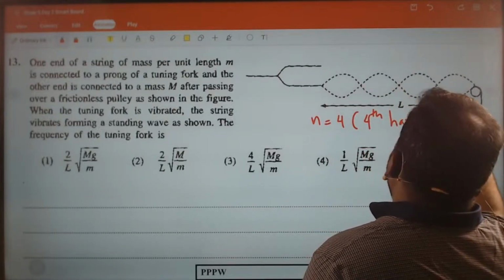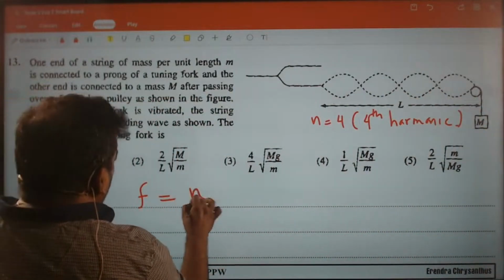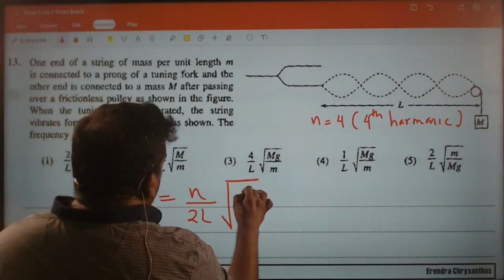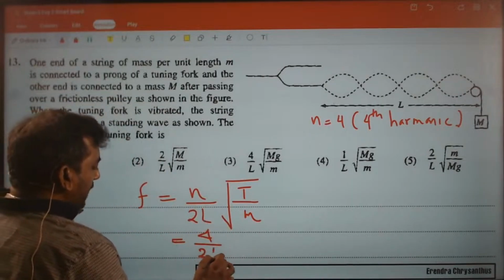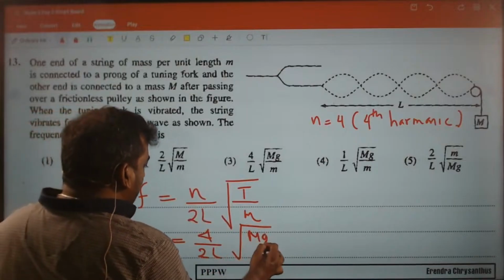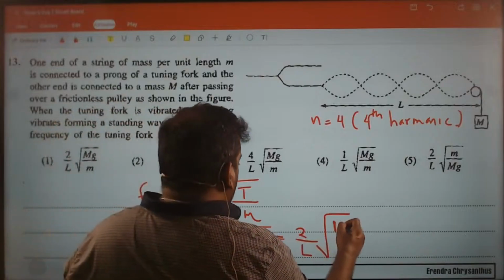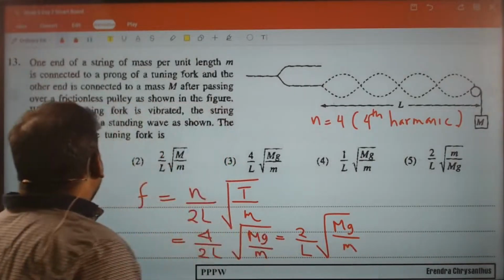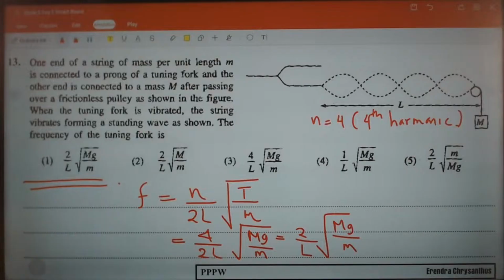Fourth harmonic. Very simple. So what can you say about the frequency? f is equal to n over 2L square root of T over μ. n is 4, over 2L. Tension is equal to capital Mg, over μ. So 2 over L square root of Mg over μ. 2 over L means answer number 1. So question 33, answer number 1.